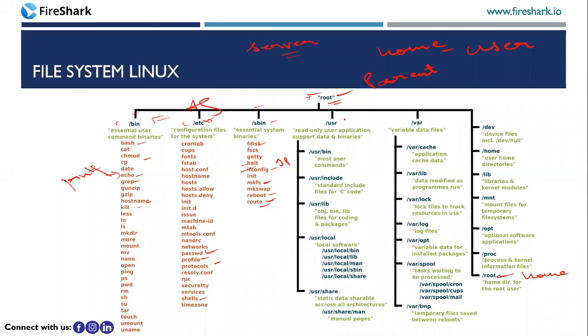Then we have usr. So you can say it's a local directory in which any particular user uses the system. You can have multiple user directories also, like user one, user two, and user three.